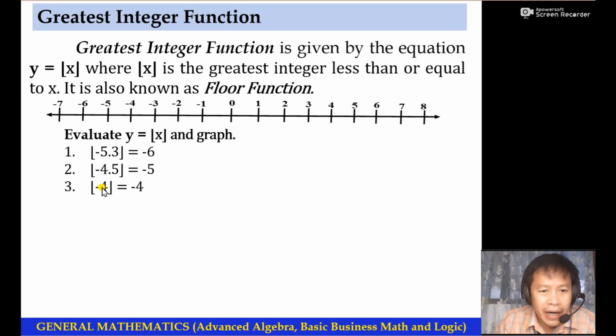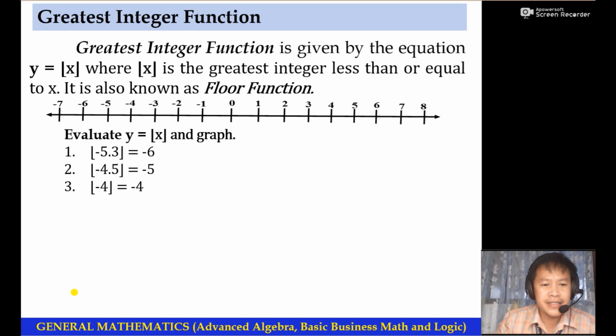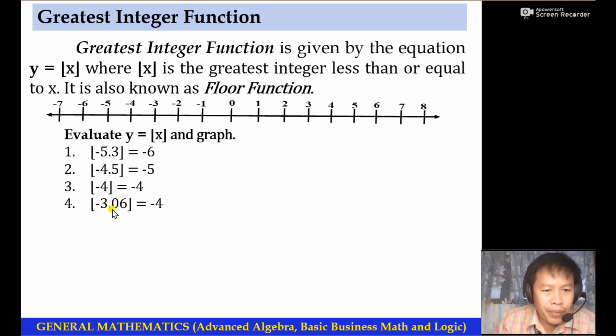If our number inside the greatest integer symbol is an integer, the result is also an integer. Take note, all the values of y here are all integers. There is no value of y that will be coming out as decimal or fraction. Number 4. How about if our number is negative 3.06? That is negative 4 because this is the integer which is less than negative 3.06. Number 5. Negative 1.8 and this is negative 2.